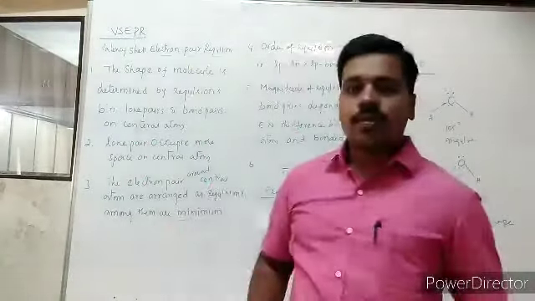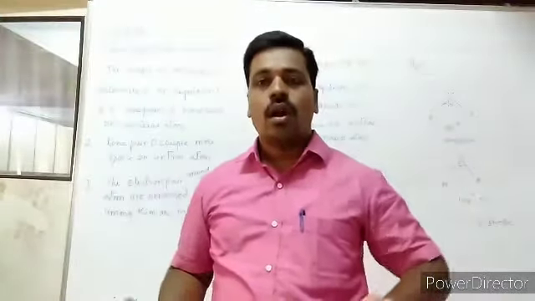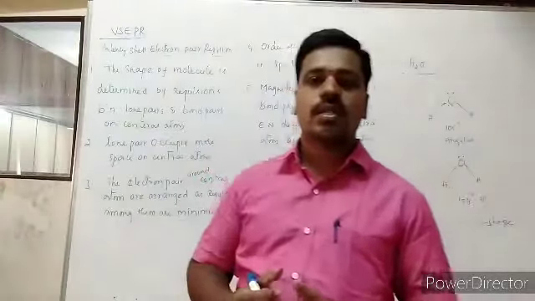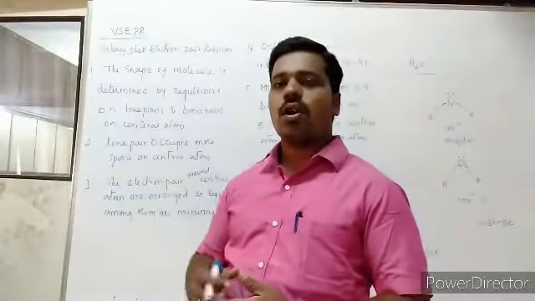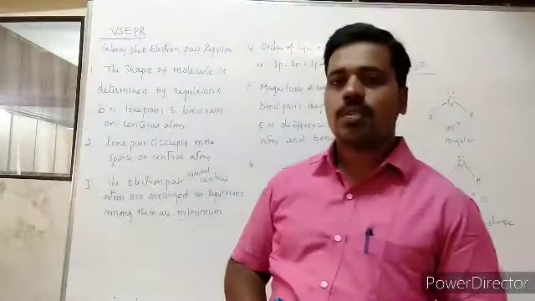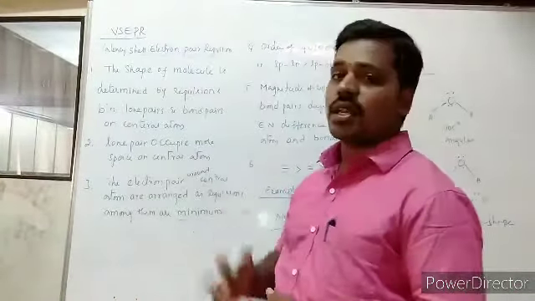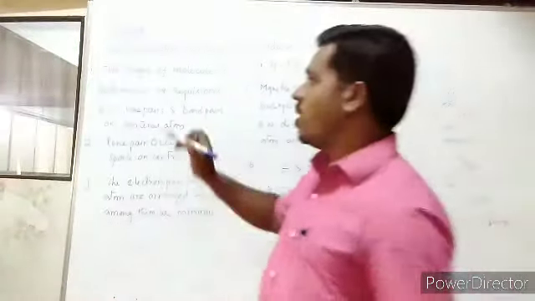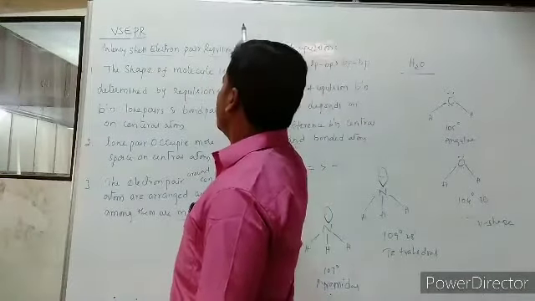In this theory, how the shape of the molecule can be determined, how the bond angle can be determined, all the bond parameters can be explained by this theory, which is called Vesper theory. Valency, shell, electron, pair, repulsion theory.